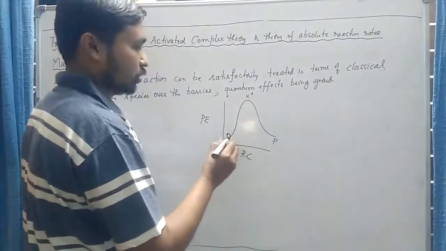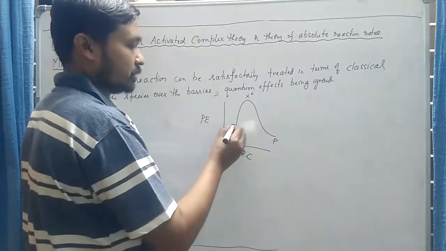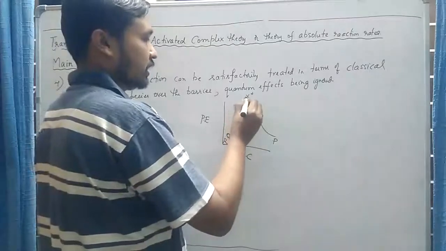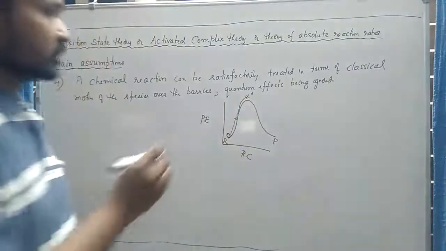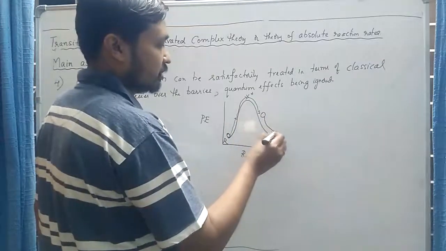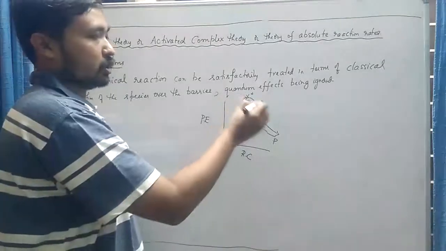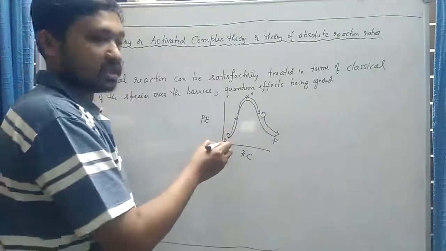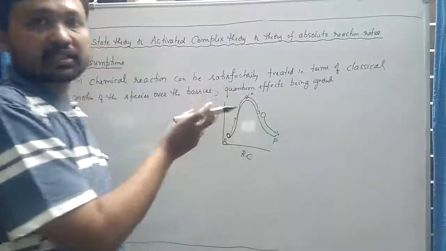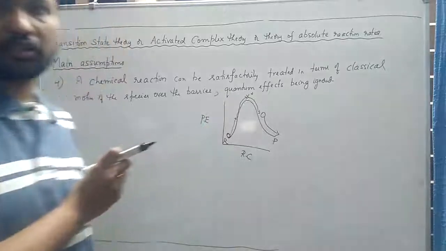So a reactant molecule slowly climbs this hill and forms an activated complex, and this activated complex will roll down and form the final product. So the motion of this molecule: initially it's a reactant. When it reaches this particular stage, it has reached a transition state where the species is an activated complex.